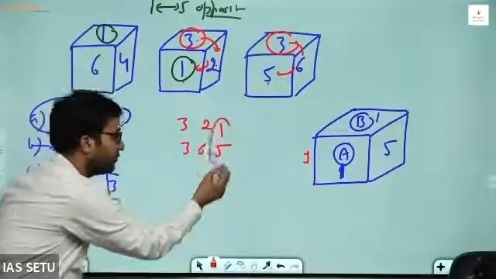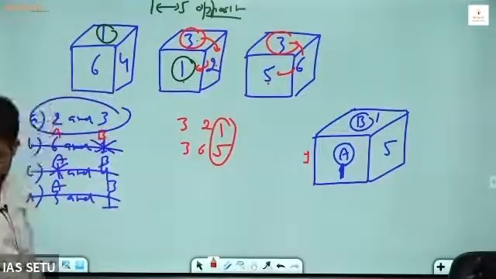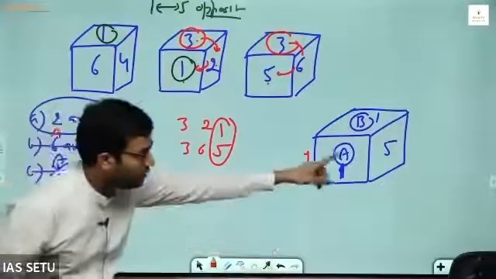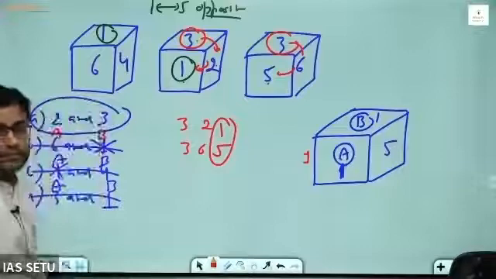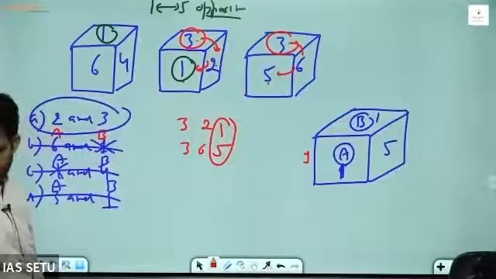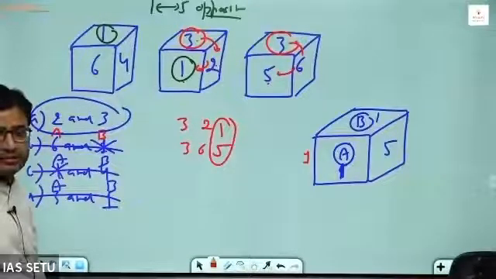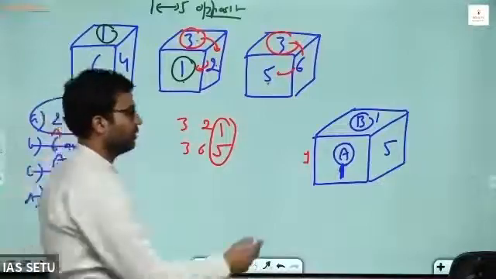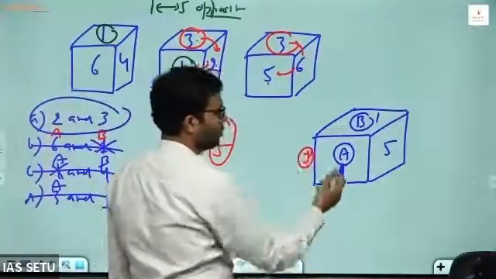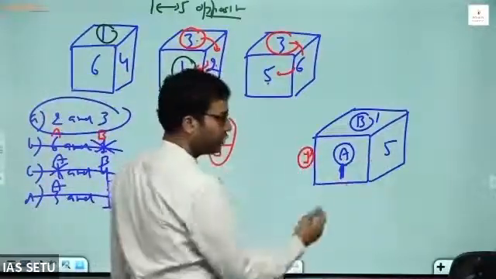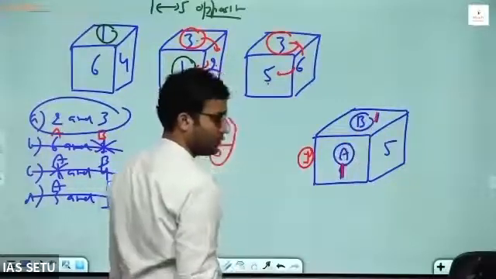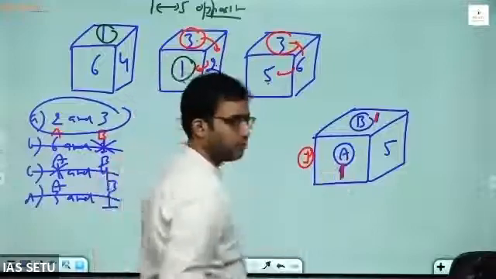Can we say 1 and 5 opposite? So if 5 is on the right side, where will be 1? If 5 is on the right side, where will be 1? Opposite means left side. A is adjacent to 5, so it cannot be 1. B cannot be 1. You cannot put 1 adjacent to 5.